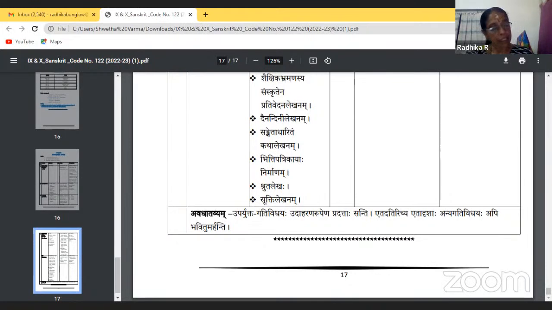This is the question paper pattern and the external marks means 20 marks. These are the pattern.